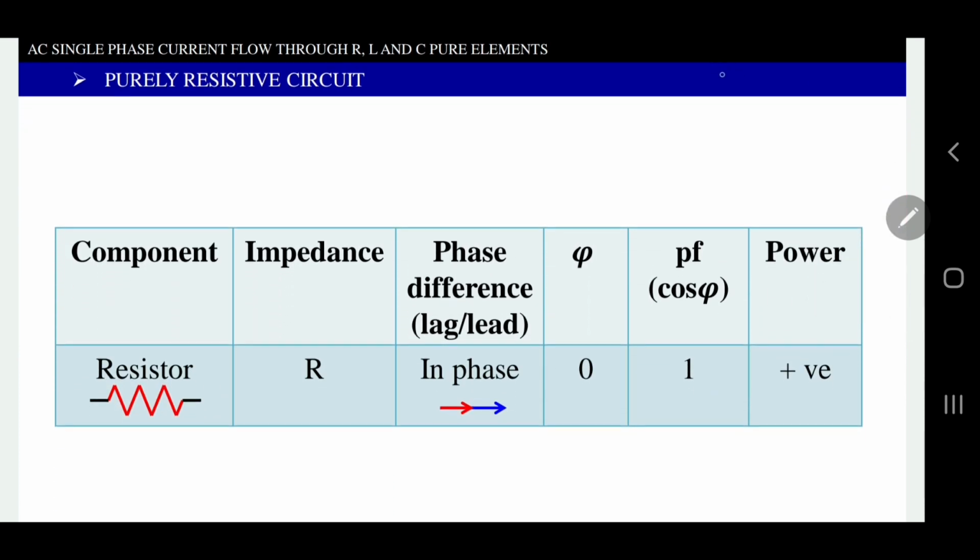So let us summarize what we studied. If the component is a resistor, then the impedance of the circuit, Z, will be equal to R. Then, is there any phase difference? There is no phase difference. They are in phase. Phi is equal to 0 and the power factor will be equal to 1, and the total power will be a positive value.